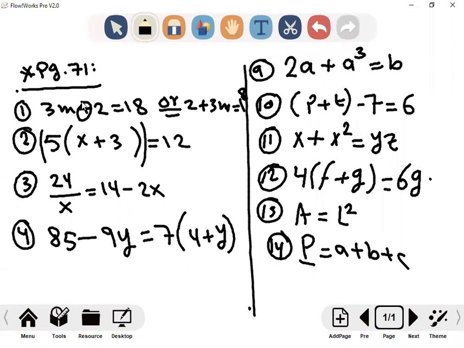Yeah. Because if you don't put the bracket, it means 4 multiplied by what only? By f. But the question said 4 multiplied by the sum of f plus g together, not by f alone. The area of a square is the side length squared. L squared is 4, 2.